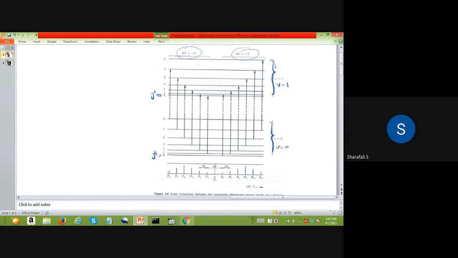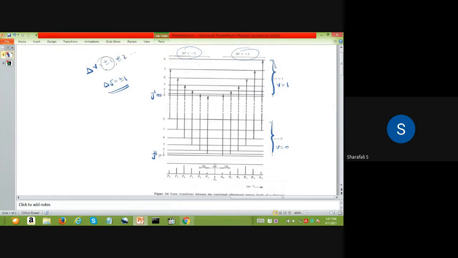So the transition will happen in such a way that delta j, in this case, remember, should be equal to plus or minus 1. That is the transition or the selection rule. And also delta v can be plus or minus 1, plus or minus 2, etc.